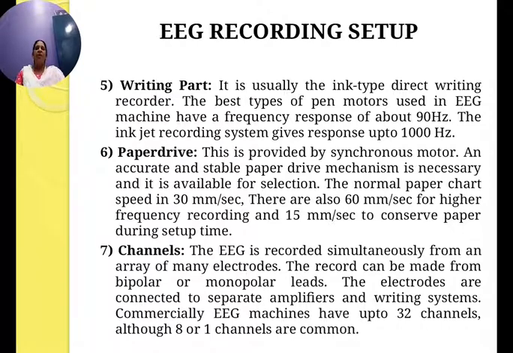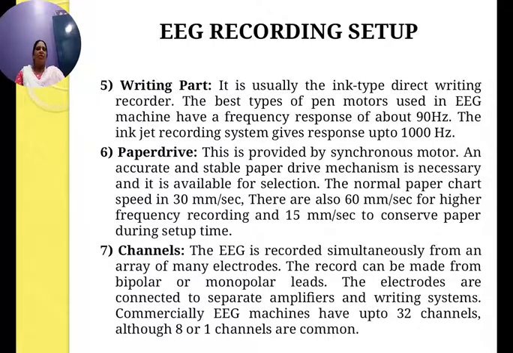Paper drive. This is provided by a synchronous motor. An accurate and stable paper drive mechanism is necessary, and it is available for selection. The normal paper chart speed is 30 mm per second, and there are also 60 mm per second for high frequency recording and 15 mm per second to conserve paper during setup time.